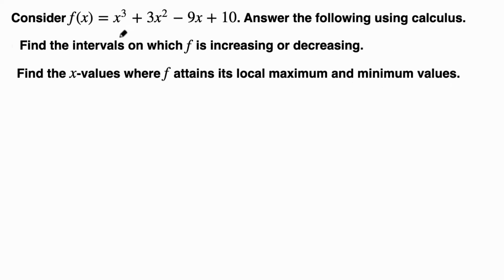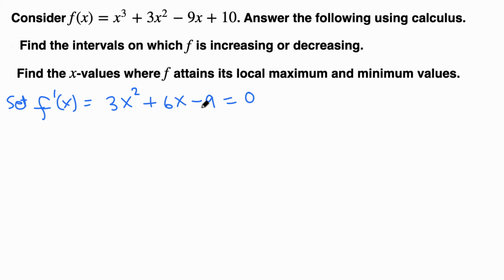So to see if the function is increasing or decreasing, we first find the critical numbers, or critical points. For that, we find its derivative. The derivative of this function is easy: x cubed gives 3x squared, plus 6x, minus 9, plus 0. No need to write that. Now we need to find the critical numbers, so we set the derivative equal to 0 and solve for x.